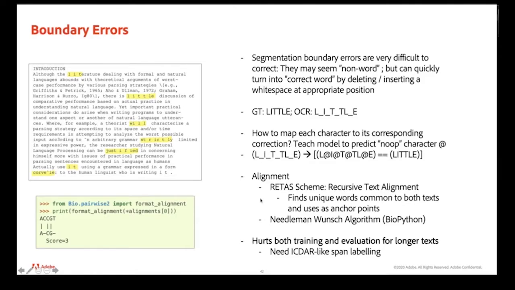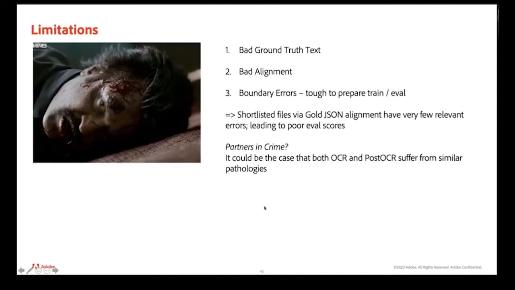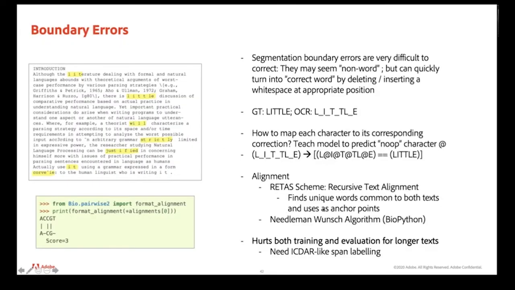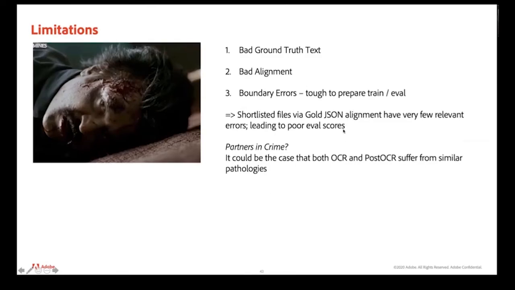But again, the point is that these are the places where errors occur, and sadly, these are the places where we use heuristics also. Because of which, as I said, the things that we shortlist have very few relevant errors, and the things that we don't shortlist, even within that we have all these errors. And wherever we use heuristics, like let's say LCS or regex or using BioPython, it's just another layer of complexity which leads to, again, poor evaluation scores and so on.